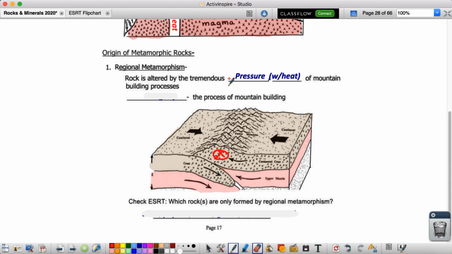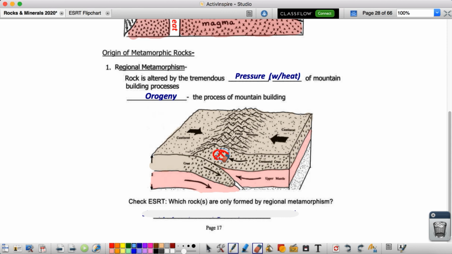Now, if you recall back when we learned about climate, we learned about the orographic effect, which had to do with the climate of mountain ranges. Windward side wet, leeward side dry. That was called the orographic effect. Oro. Well, the process of mountain building like this is called orogeny, and that's a term you'll see in the ESRT a lot. The process of mountain building is orogeny, and orogeny does create metamorphic rock in the middle there.